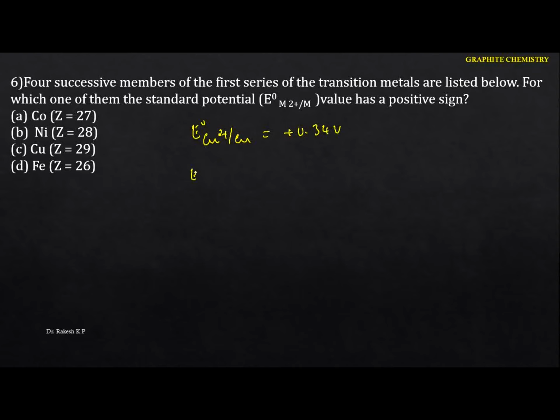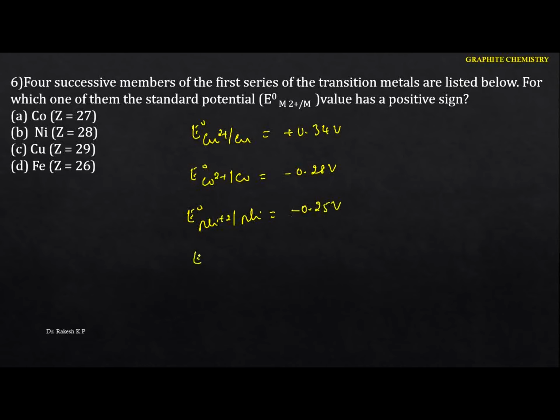Similarly for cobalt, Co2+ to Co, we have a value of -0.28 volt. And for nickel, Ni2+ to Ni, the value we have is -0.25 volt.